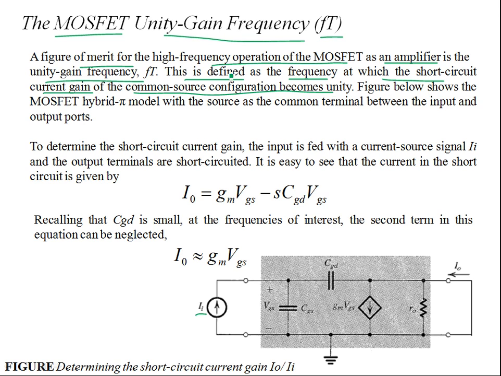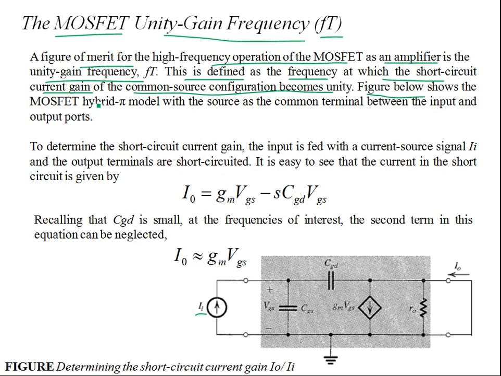So the current gain at which the short circuit current gain of the common source configuration becomes unity is your unity gain frequency FT. Usually it's very large in typical 5 micrometer or 0.13 micrometer CMOS technology. It has to be very high.